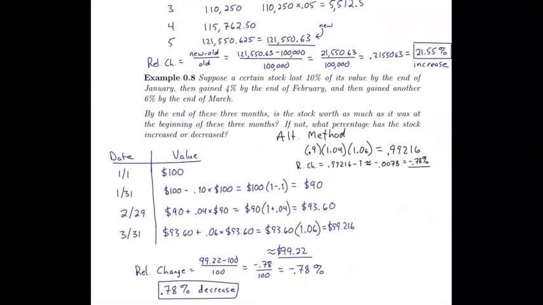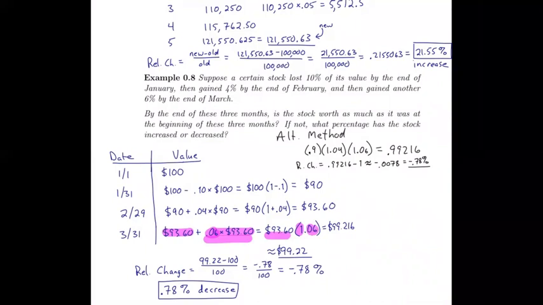Okay, so we have 93.60 at the end of February. So going into March, the stock is worth $93.60. By the end of March, it will gain 6% of its value. So 6% times 93.60. And again, we can write this as 93.60 times 1.06, and this is the 0.06 times 93.60 component.